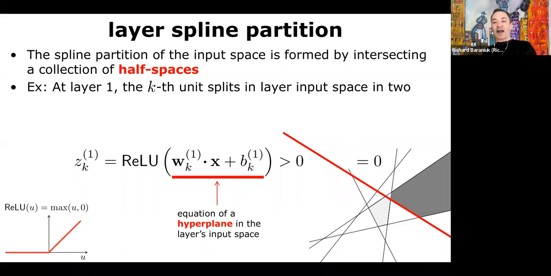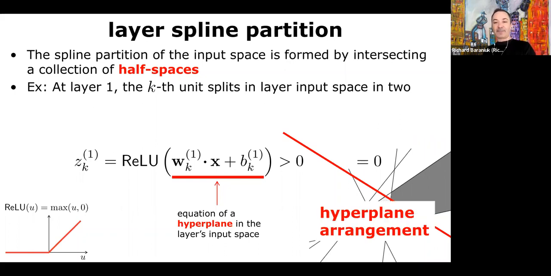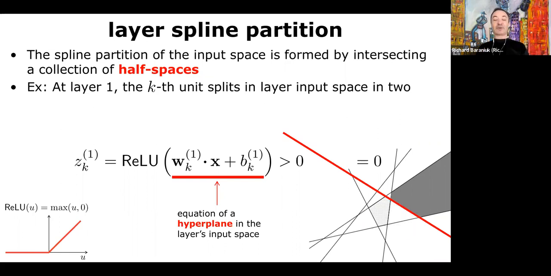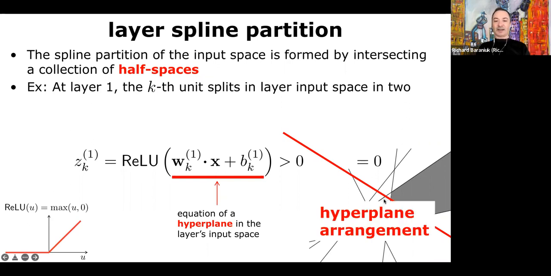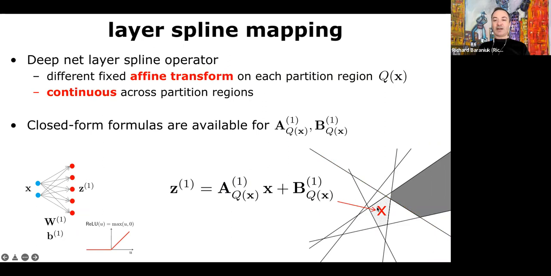Okay, and these 5 hyperplanes are forming a hyperplane arrangement, right? And this hyperplane arrangement is going to define the spline partition of the input space. Okay, so basically what that means is, well, actually, let's just go forward. If our input falls into this particular point in the input space, then this is one particular partition region or tile of our spline function.